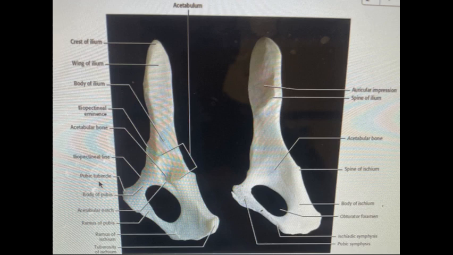And the oval opening in the os coxae is a foramen called the obturator foramen. And like the mud puppy, the purpose is so it can connect to its femur, which will allow for lower body movement, which will allow the cat to move around and jump and whatnot.